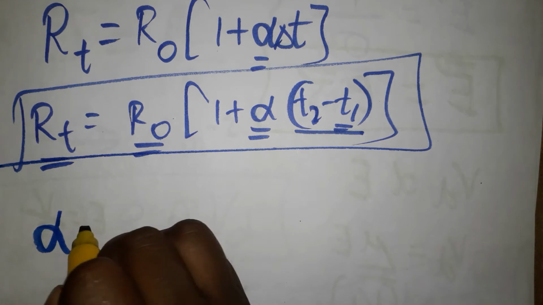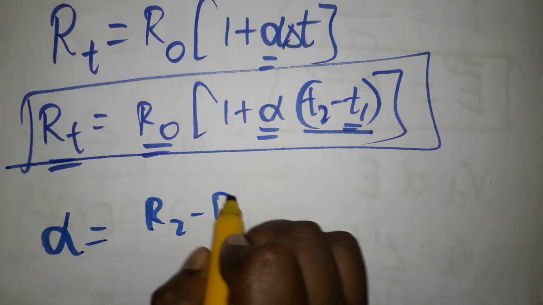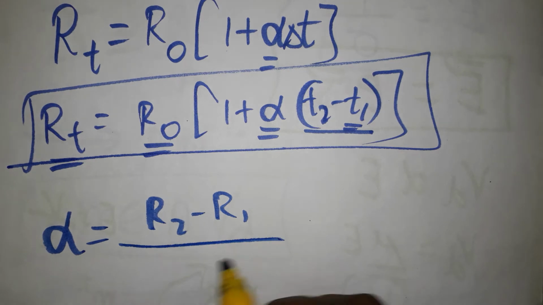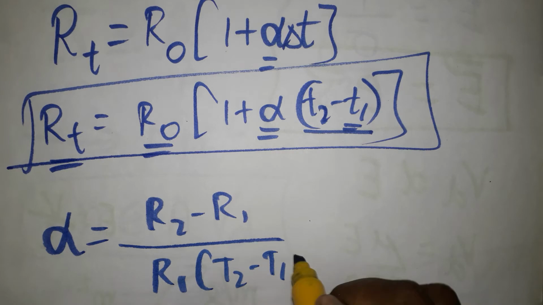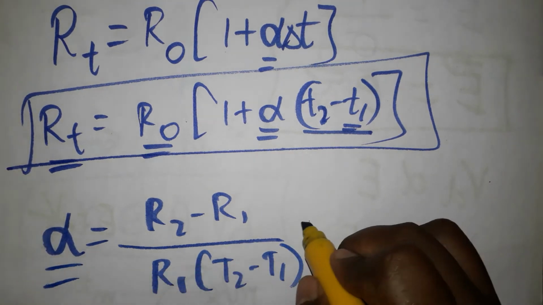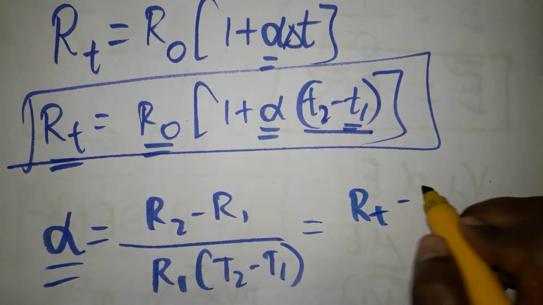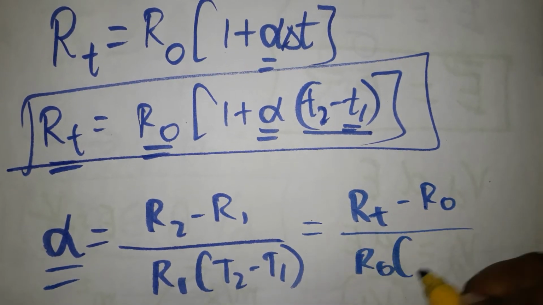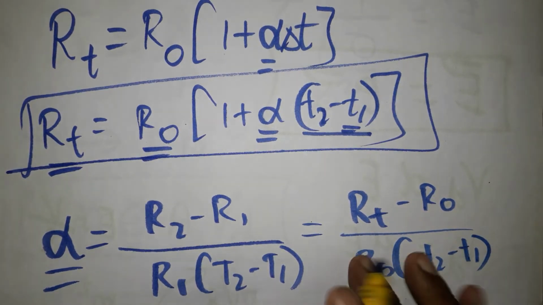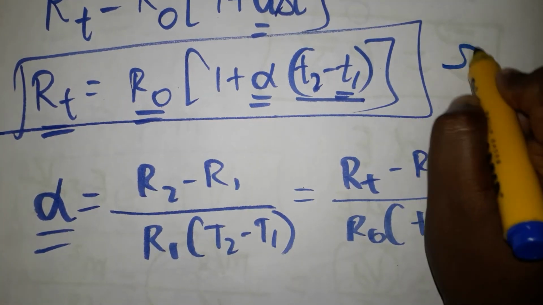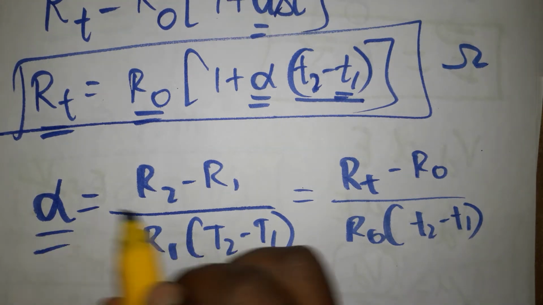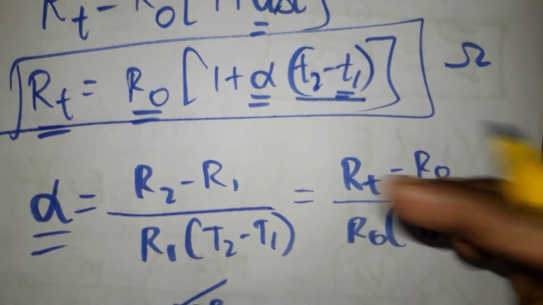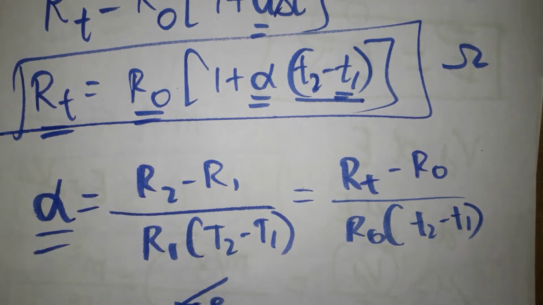So alpha, the temperature coefficient, is going to be R2 minus R1 divided by R1 times T2 minus T1, otherwise RT minus R0 divided by R0 times T2 minus T1. When you want the temperature coefficient you can write it like this. It is a very easy equation. The resistance unit will be ohms, but the unit of alpha is per degree Celsius, the reason being resistance changing per unit temperature. We take it as the temperature coefficient alpha.